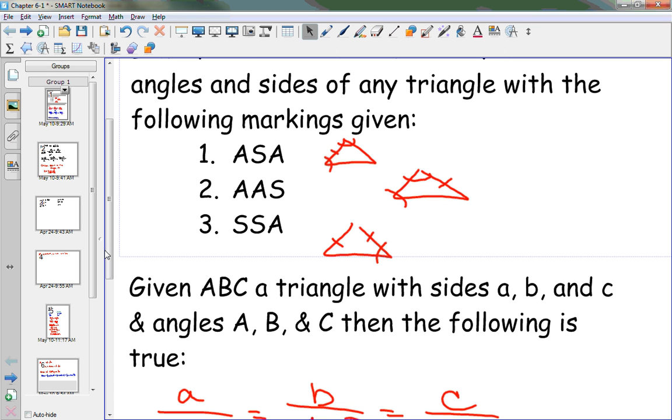Given triangle ABC, a triangle with little sides a, b, and c, and angles capital A, capital B, and capital C, then the following is true.